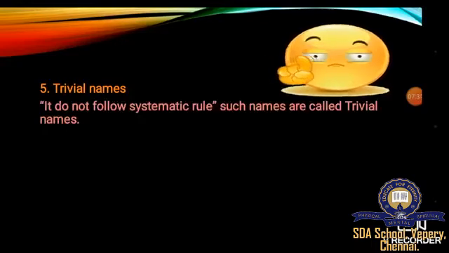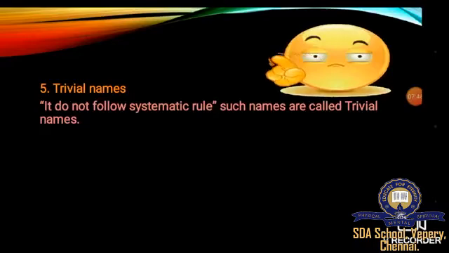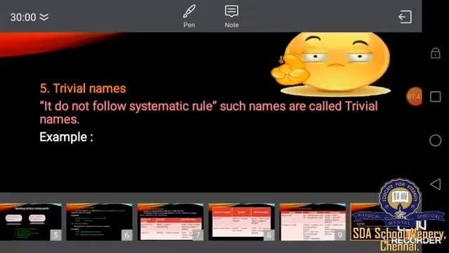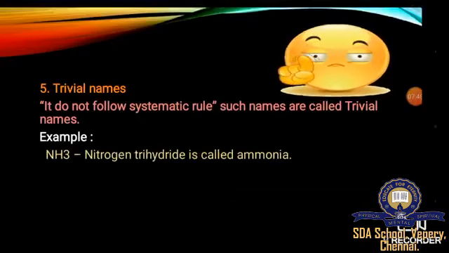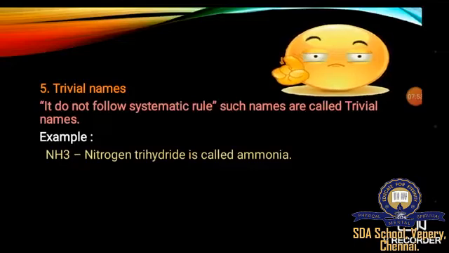Let's see the last category, trivial names. Trivial names means that the name does not follow any rule. Such names are called trivial names. You can understand when I give you the examples. NH3, nitrogen trihydride, is called ammonia. NH3 is mostly called ammonia.